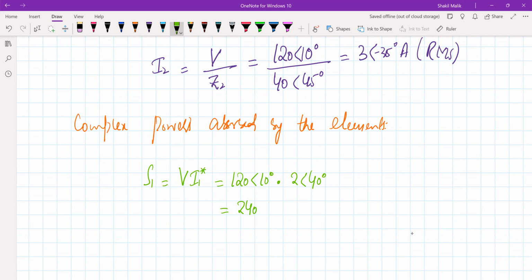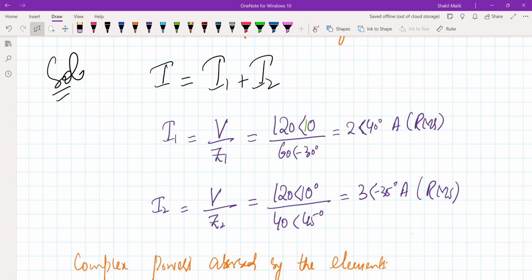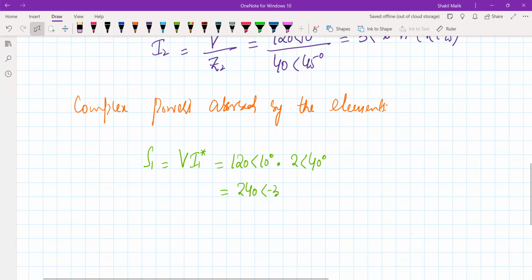So 240 at an angle of minus... So how much was this? So this is plus 40. Okay. So how much is this? So this will be 50 degrees, right? In multiplication, angles add. So this is the complex power absorbed by the impedance Z.